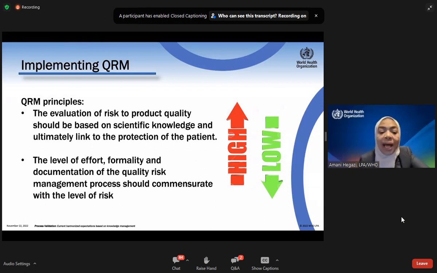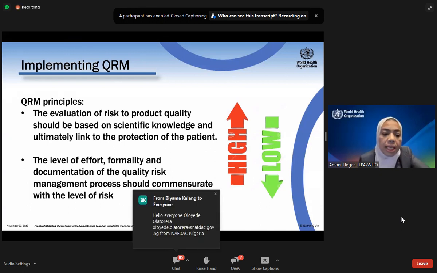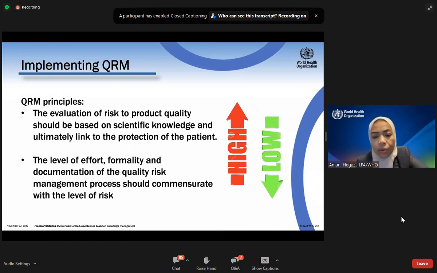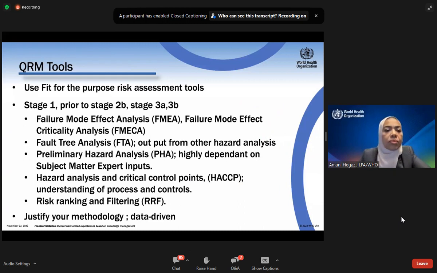And the second principle is that the level of effort, formality and documentation of the quality risk management process should be commensurate with the level of the risk. So if the risk is high and significantly impacts patient safety, we need a very formal approach to risk assessment and thorough documentation of the risk assessment conducted. Yet if the risk is minimal or negligible, the level of effort and formality will be very small.